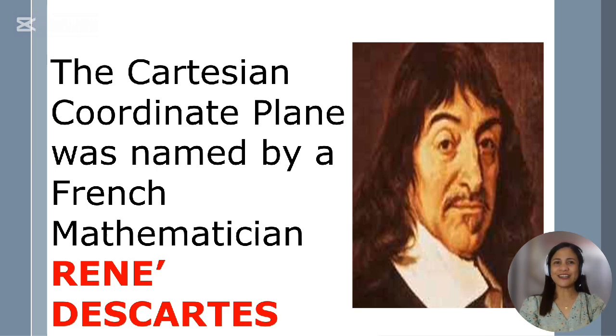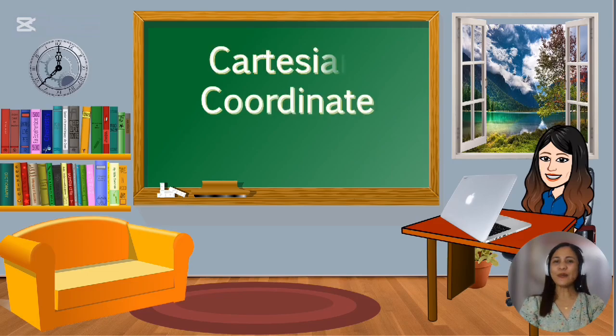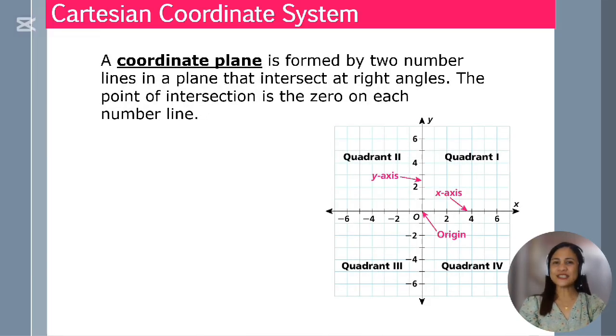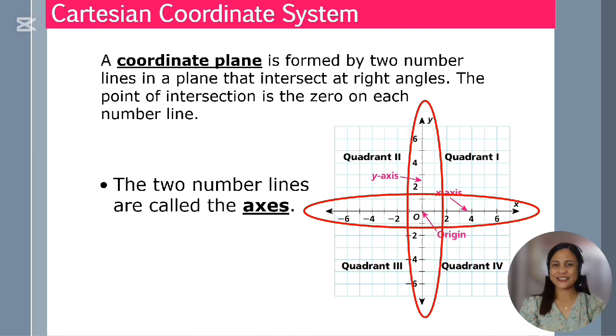René Descartes is a French mathematician who invented the Cartesian coordinate system. And that is our lesson for today. So the Cartesian coordinate system is formed by two number lines in a plane that intersect at right angles. And these two number lines are what we call the axes.